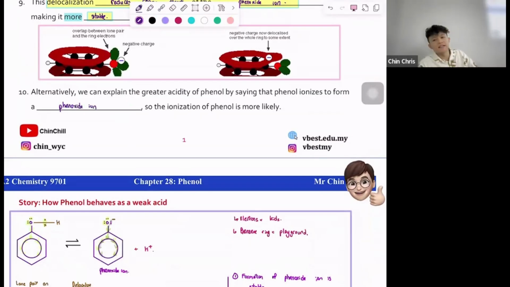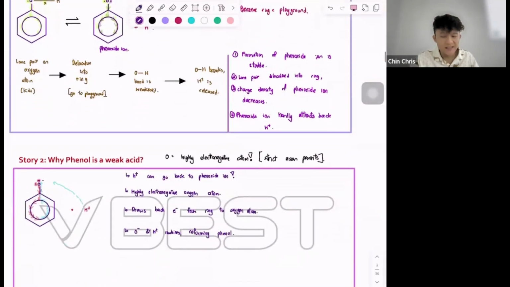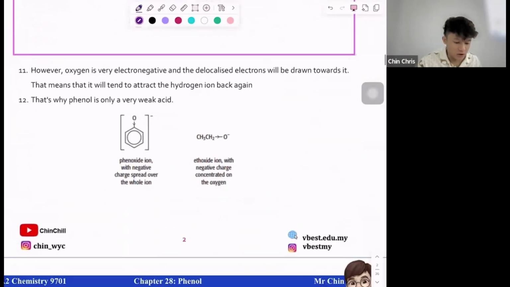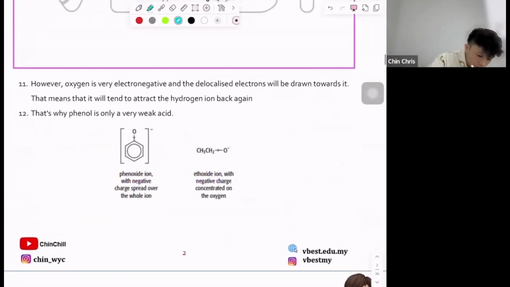Okay, so the ionization of phenol is more likely. So guys, this will explain why phenol is an acid and why it is a weak acid. Highlight the word: oxygen is very electronegative. The delocalized electron will be drawn back.